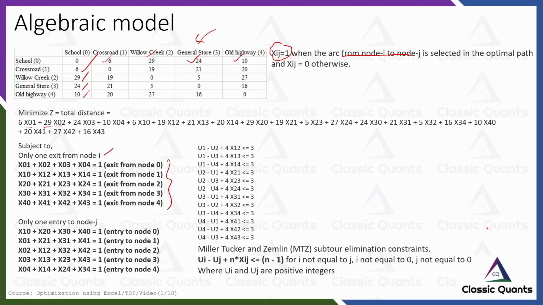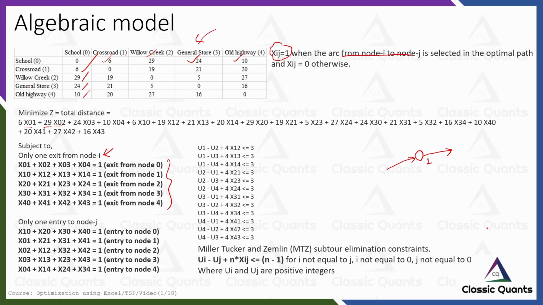So what is the description? Description is only one exit from node i. So suppose there is a node and we have already defined the problem in this way that the node will be visited only once in the network. So therefore there is only one exit from any particular node.